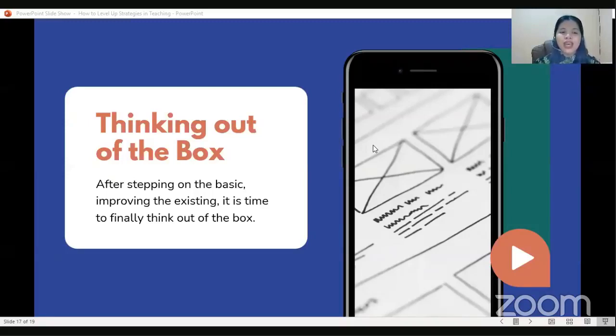after stepping on the basic, after improving what's existing, now teachers, it's time for us to finally think out of the box. So literally, when we think out of the box, yung wala sa usual nating ginagawa, wala sa usual na ginagawa natin ngayon sa mga monitor natin, wala siya sa usual na tinitingnan natin sa cellphone, sa gadgets, sa devices and all. Ano pa yung hindi nyo nagagawa? Baka pwede na siyang gawin ngayon. Ano pa yung ginagawa nyo na mas kailangan pang pagtuunan ng pansin? Baka mas kailangan pa nating ulitin siya and enhance later on.